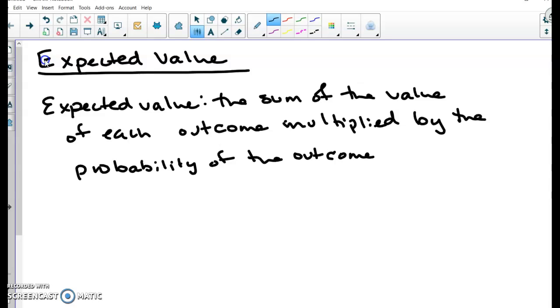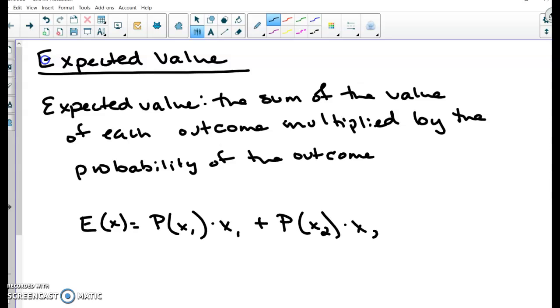Now that's a lot to take in. Realistically, what this looks like is your probability of x1 times x1 plus the probability of x2 times x2 plus, all the way until you're done. Okay, so this is a general formula. It doesn't really make a whole lot of sense right now because you need an actual example with numbers.